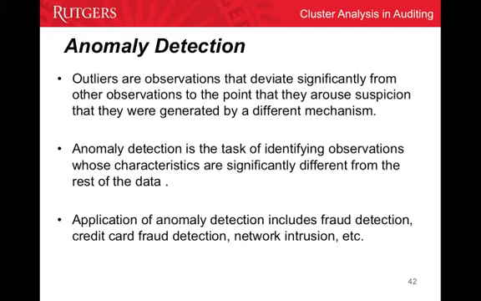Applications of anomaly detection include fraud detection, credit card fraud detection, network intrusion, etc. Regardless of the applied domain, anomaly detection generally involves three basic steps. The first one is to identify normality by calculating the signature of the data. The second is determining the metric to calculate an observation's degree of deviation from the signature.